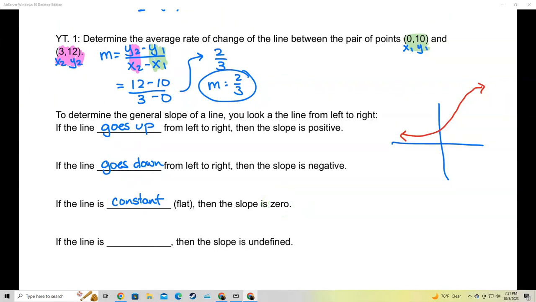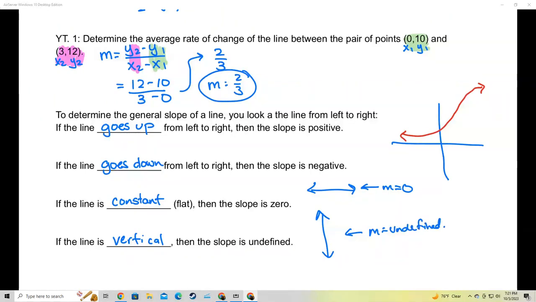And the other one is if the line is vertical. Vertical meaning you got a line that's going straight up and down like this, then we're going to say that slope is undefined, okay? Make sure you understand that because there's a big difference between this slope and this slope. Here, your slope is 0. Here, your slope is undefined.